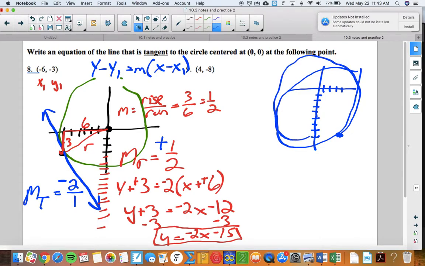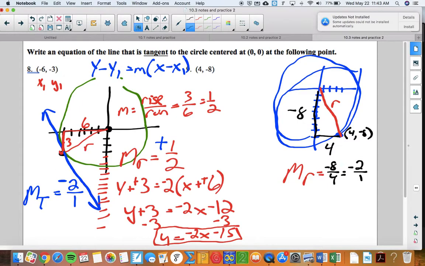All right. So draw your radius. That's my radius. I need to know the slope m of the radius. So that's not Mr., it's m sub r. Slope m of r, the radius. So I need to figure out my rise and my run. So here's my rise. I actually go down 8, and my run is over 4 because this point's at 4, -8. So the slope is -8 over 4, which is the same as -2 over 1.